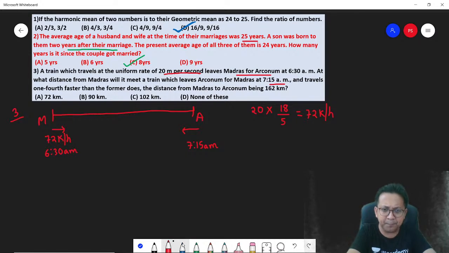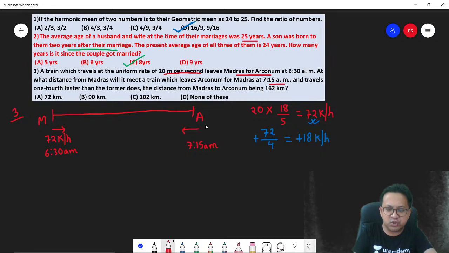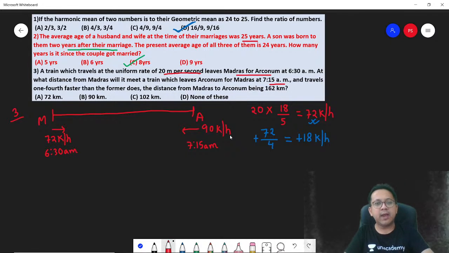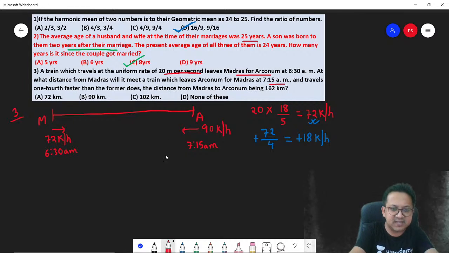Think about it. The previous train's speed is 72. The new train, the one leaving from Arkonam, is 1/4 faster. 1/4 means 72 divided by 4, so it is 18 kilometers per hour faster. So the new train would be 72 plus 18, 90 kilometers per hour. And the distance between the two places is given to you as 162 kilometers.